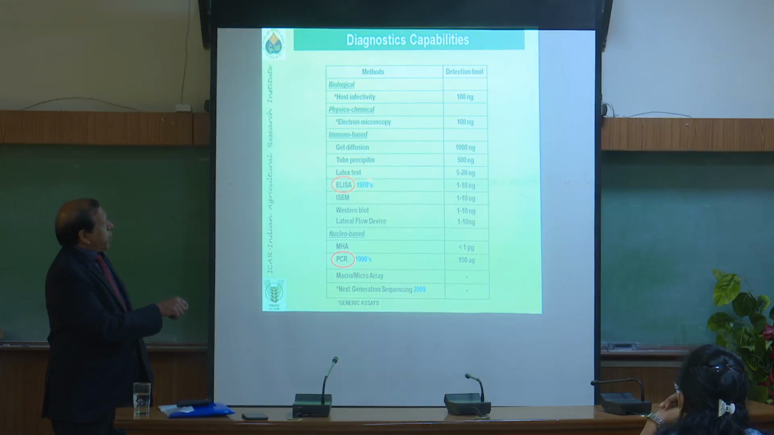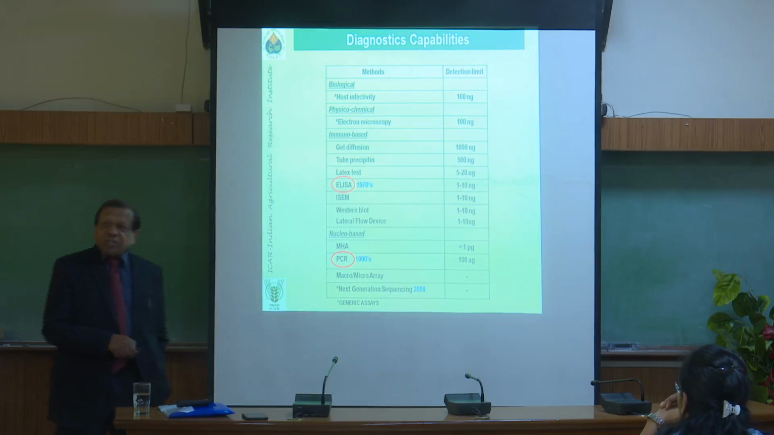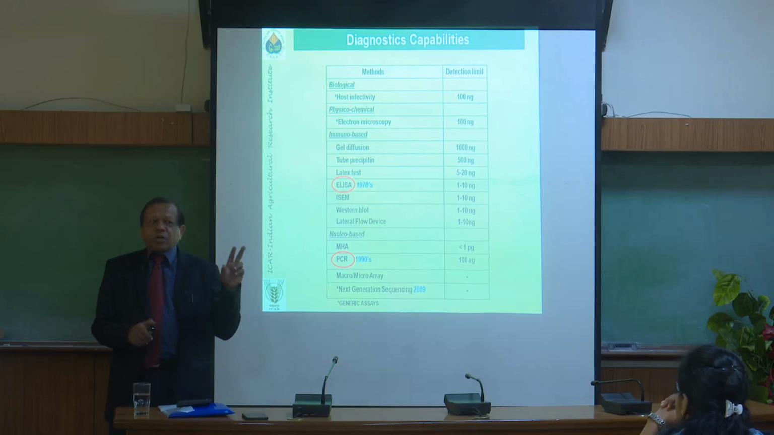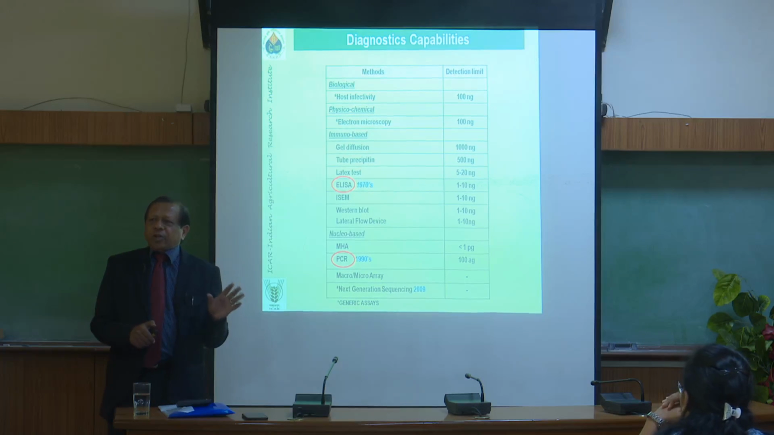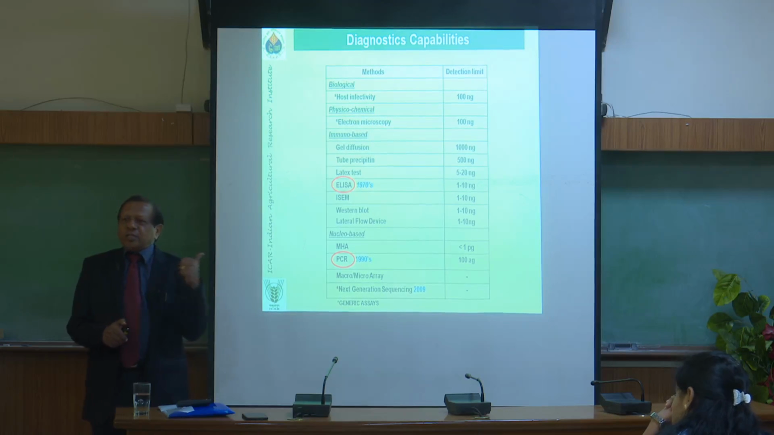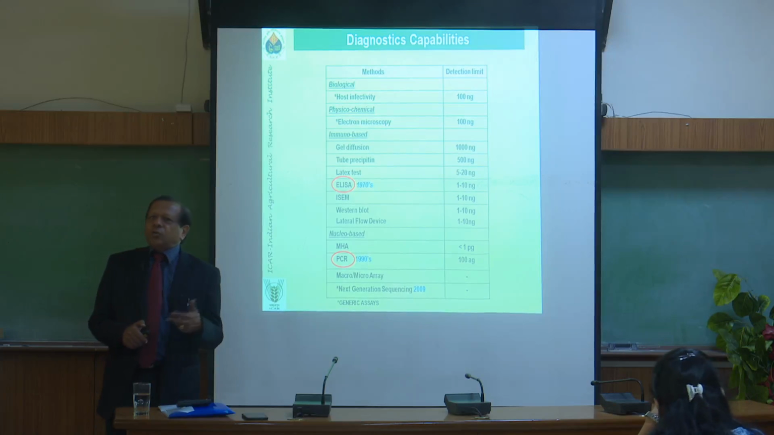Now, among the various diagnostic techniques which have been developed over a period of time, ELISA, which was developed in the 1970s, and PCR, which was developed more recently in the 1990s, are the two techniques which are very routinely used now as far as diagnostics is concerned. It is immaterial whether we are talking of fungal, bacterial or viral diagnostics. If you go through the papers, you will find that these are the two techniques which are routinely used for fungal or virus diagnostics.